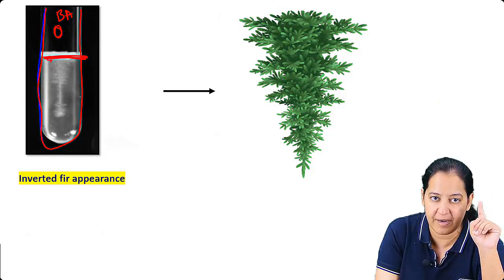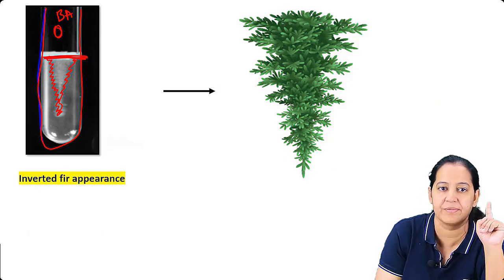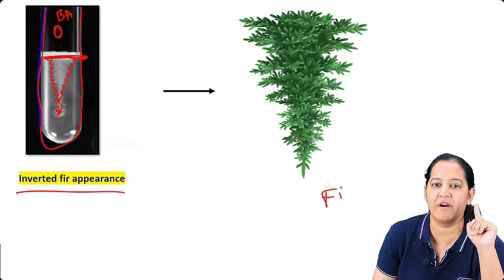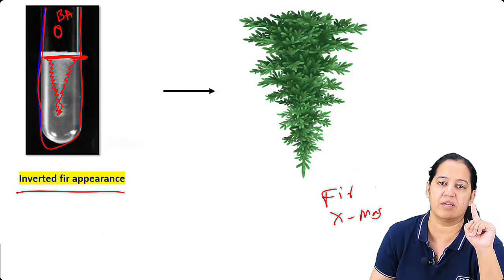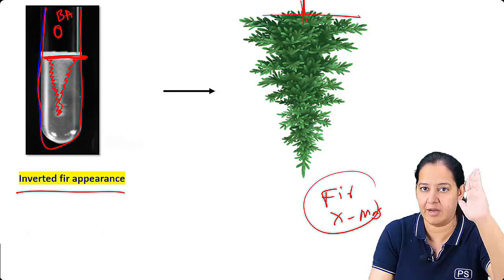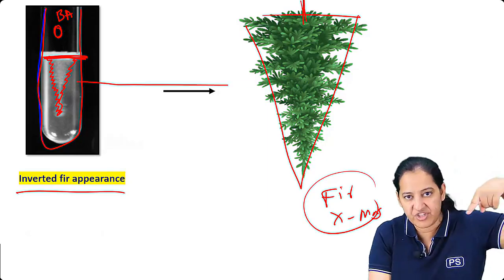What is the shape? It's an inverted triangle like this. Can you see? It is known as inverted fir appearance. Fir, this is a fir tree, that is, a Christmas tree. But it is ulta, inverted. Can you see? Inverted triangle. So the liquefaction is inverted like this.